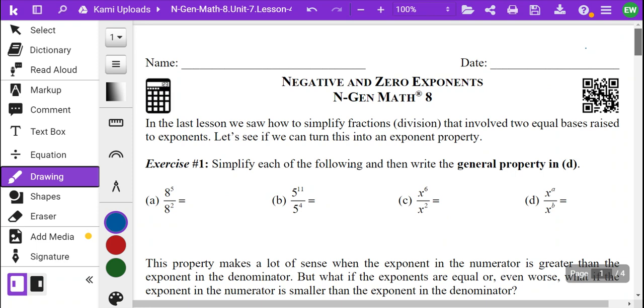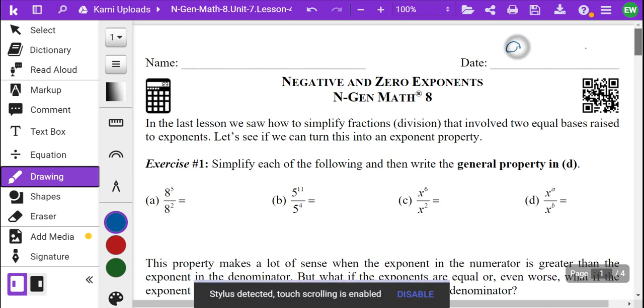Today, you should be on lesson 4, which is negative and zero exponents. Today's date should be the 26th.